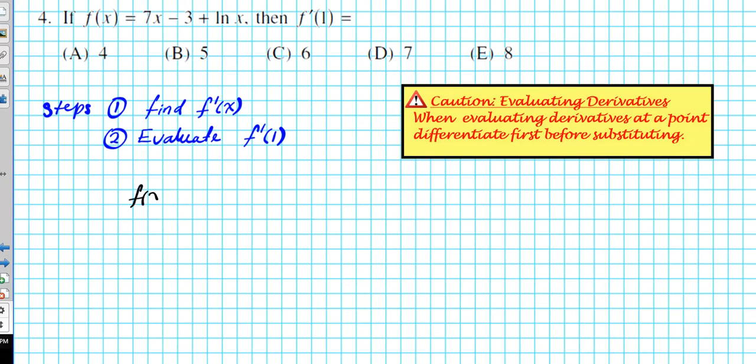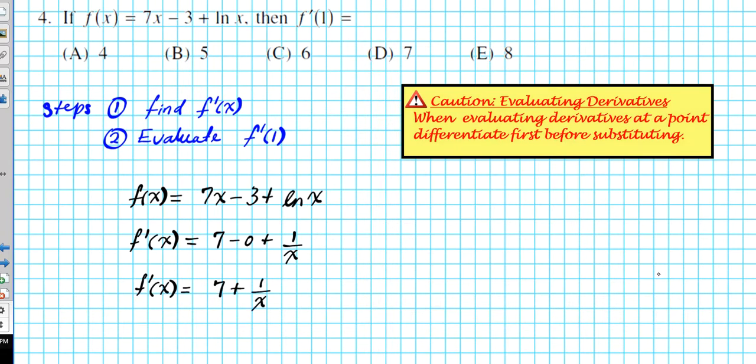So f of x is equal to 7x minus 3 plus the natural logarithm of x. Step 1, we'll find the derivative, f prime of x. The derivative of 7x is just 7. The derivative of 3, using the constant rule, is 0. And the derivative of the natural logarithm of x is 1 over x. So if we simplify f prime of x, we'll have 7 plus 1 over x.